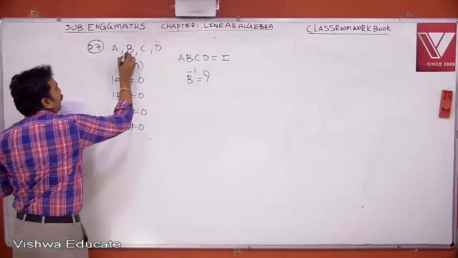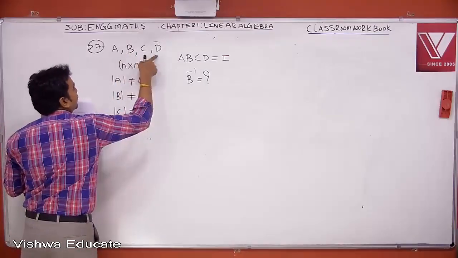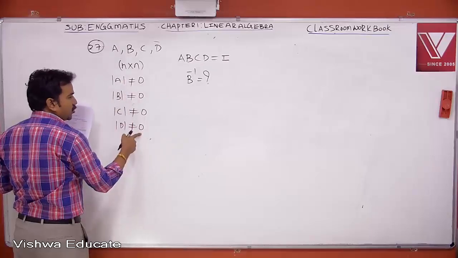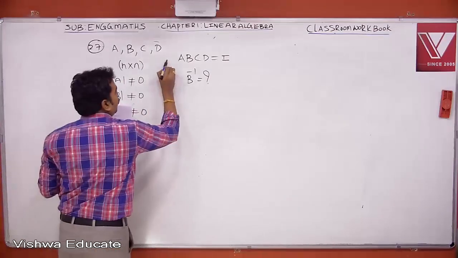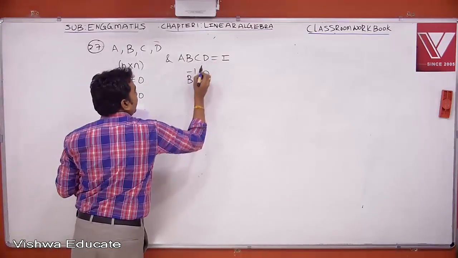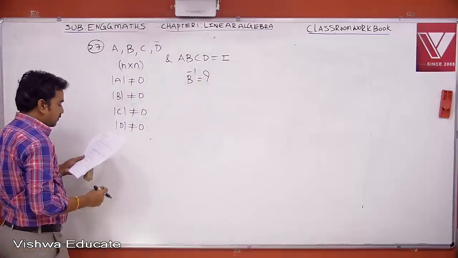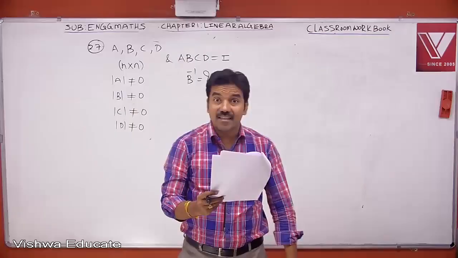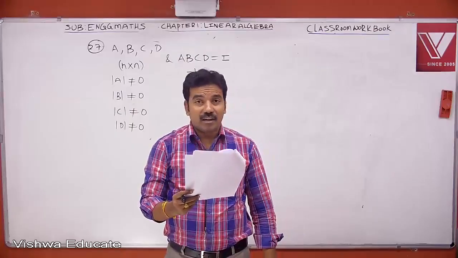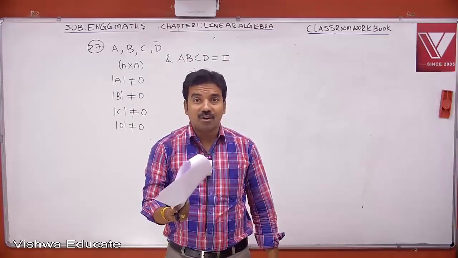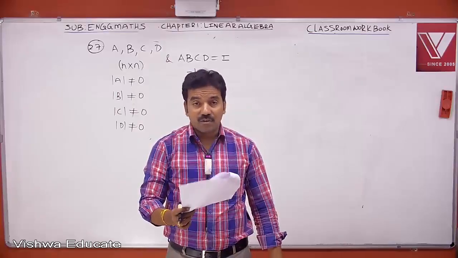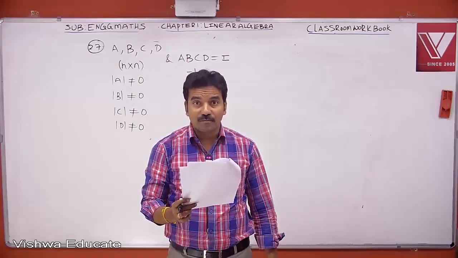So four matrices were given, every matrix size is n cross n and every matrix det value is non-zero, and A into B into C into D equal to I. They were asking what is B inverse. When you go through the options, in option D it is given as it does not exist. See, det of B is non-zero, that means B is a non-singular matrix. When a matrix is non-singular, its inverse is possible. So option D is wrong.